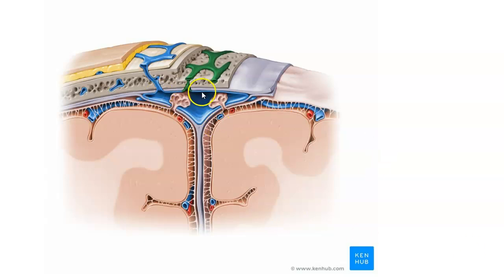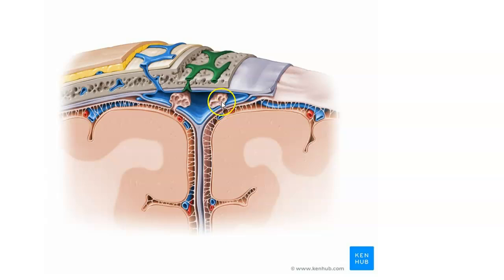In this diagram, can you see these are the layers? So this is the skin, then the subcutaneous connective tissue. Next, what you see here is the epicranial aponeurosis. Next, what you see here is the dangerous layer of loose areolar tissue.